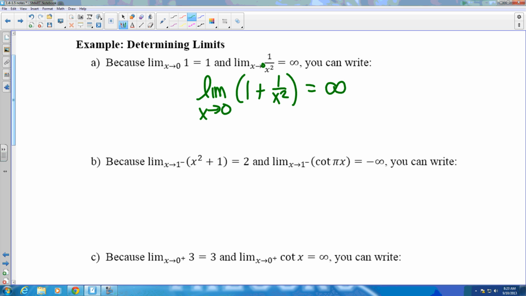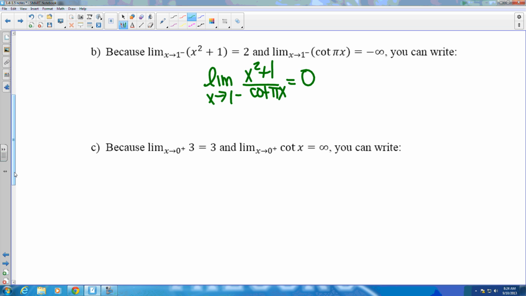For b, the limit as x approaches 1 from the left of x squared plus 1 is 2, and the limit as x approaches 1 from the left of cotangent pi x is negative infinity. If we were to divide them, we would get 0. Not -0, still 0. And because the limit as x approaches 0 from the right of 3 is 3, and the limit as x approaches 0 from the right of cotangent is infinity, if we were to multiply those two together, we would get infinity, because the 3 was positive.